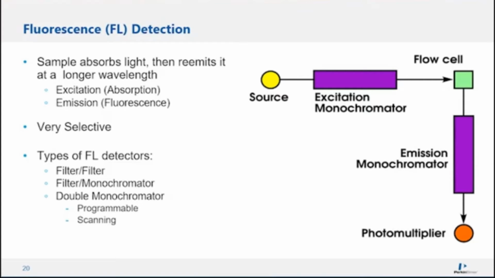So the wavelength selection can be achieved by using fixed filters for both of the excitation and the emission, or by using monochromators, either just at the emission or both the excitation and the emission. Like UV-Vis detection, fluorescence detection is also non-destructive and can be used with gradients.